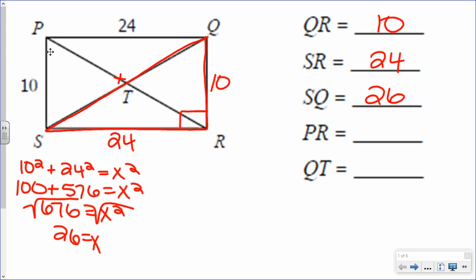So we just remember that because now we can start doing right triangle stuff because we know we have right angles. And so now if I need to find PR, PR is the other diagonal. And in rectangles, the diagonals are congruent, so that makes PR also 26. And then if we want to find QT, QT is half of a diagonal. Remember, the diagonals bisect each other in every parallelogram. So QT is going to be half of the 26, which is 13.